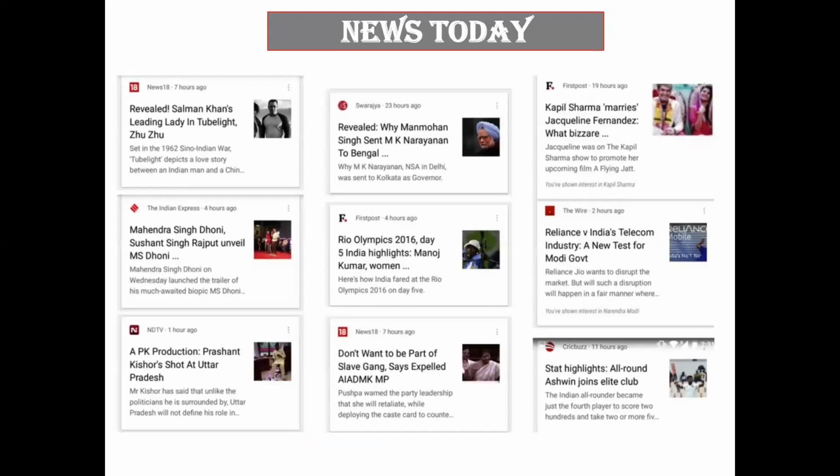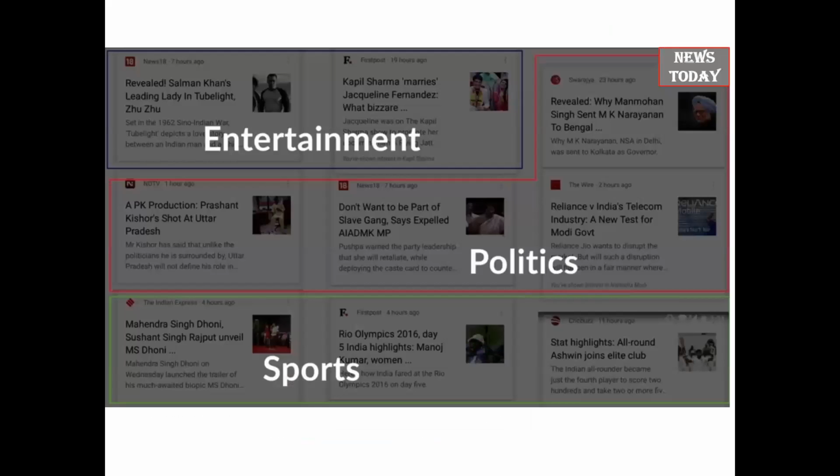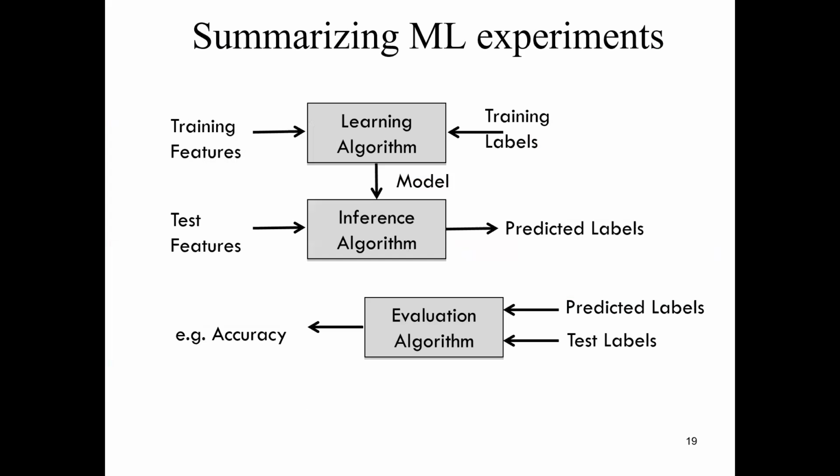Consider the example shown here. So this is a snapshot of the news today. Okay, and we see different news from different areas. People are interested in sports, people are interested in entertainment, people are interested in politics, and so on. So what would a clustering algorithm do? A clustering algorithm basically will try to cluster them based on certain keywords. Okay, for example, entertainment, politics, sports, and so on.